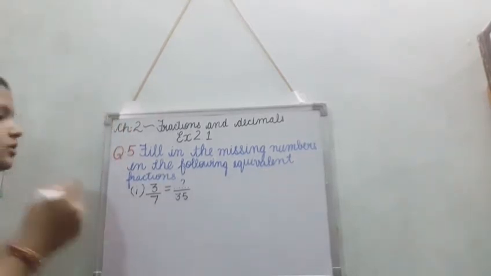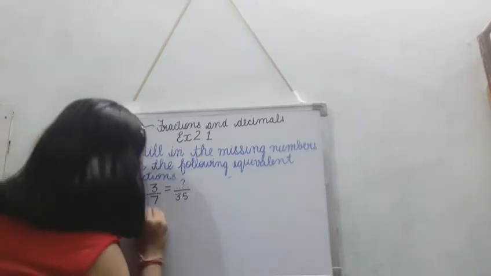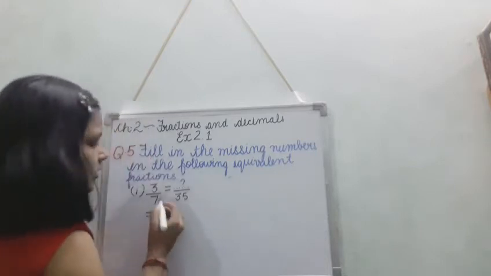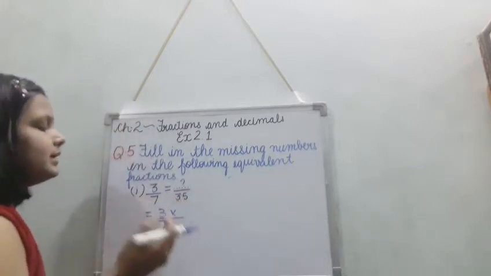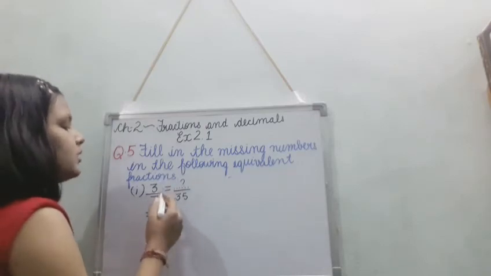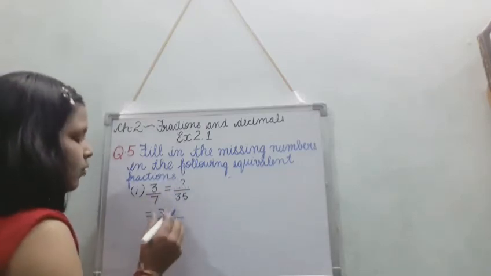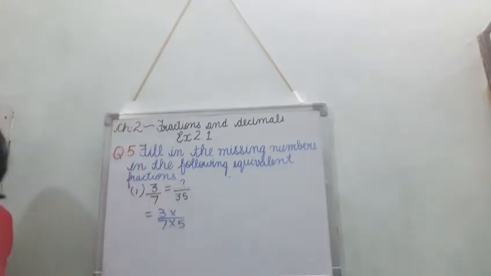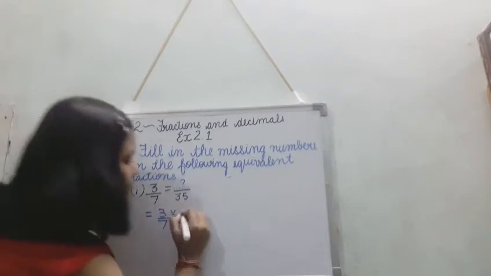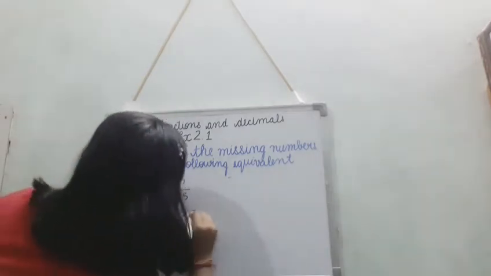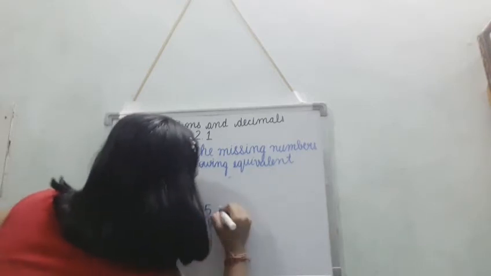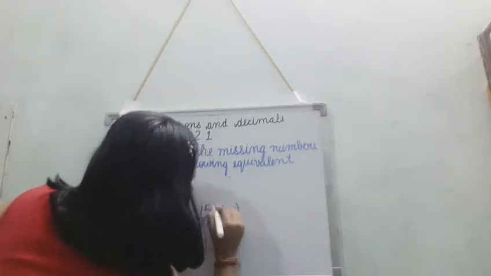Let's do it. As over here we have to multiply, this means 3 by 7. So what you will multiply in 7 to make 35 come over here, it is 5. Okay, 5 you will multiply in 3 also. So the answer will come 15 upon 35. And this is the answer.